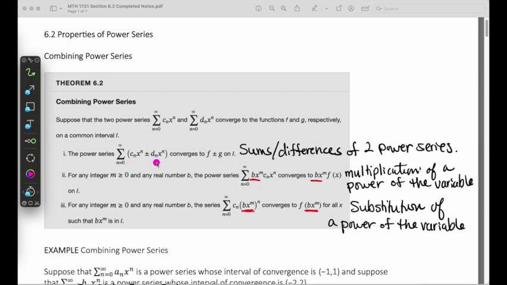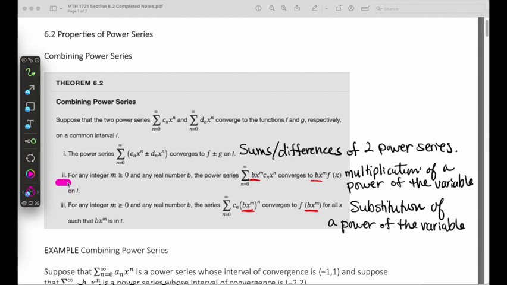So for the first property, this property states that if we have two power series, if we add the two power series together, then they're going to converge to f plus g, since Cn x^n converges to f and Dn x^n converges to g. When we add them together, it's going to converge to f plus g. And similarly, for Cn x to the n minus Dn x to the n, when you subtract those power series, it's going to converge to f minus g. And then you find that common interval for convergence.